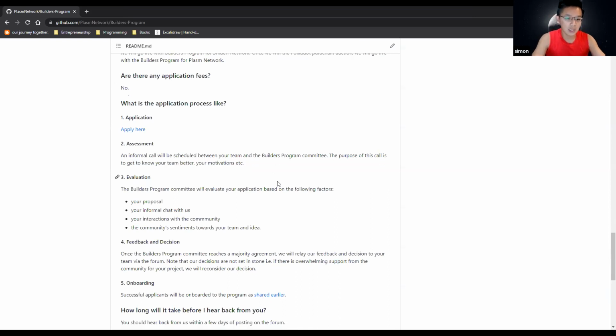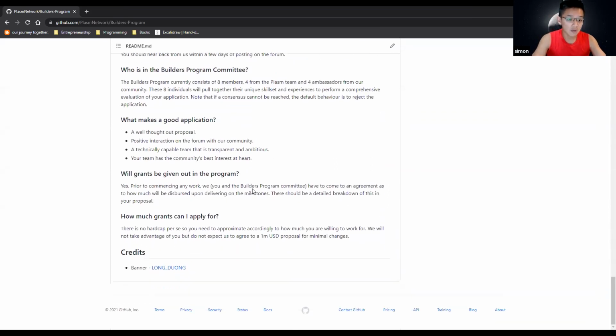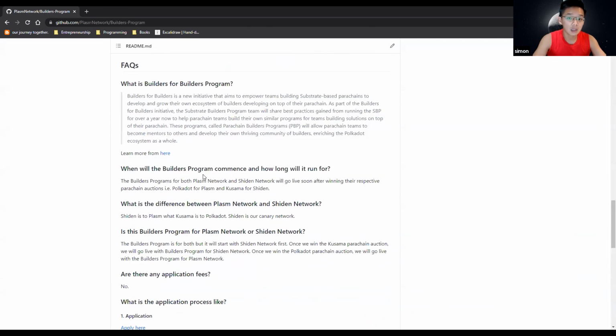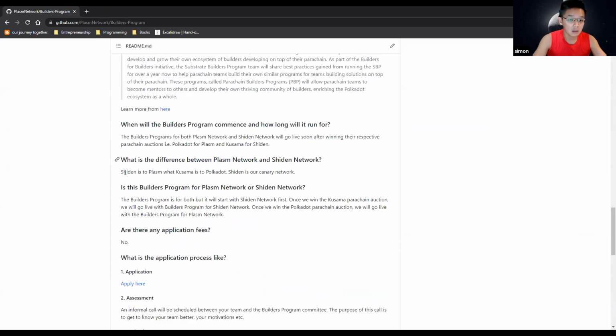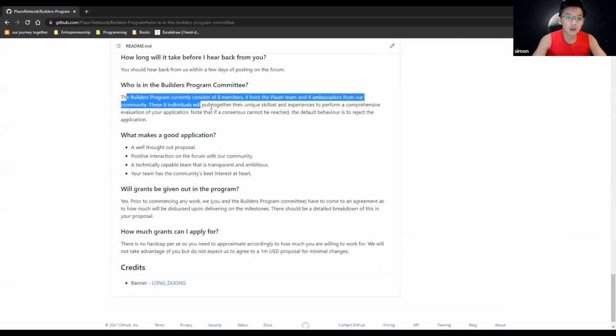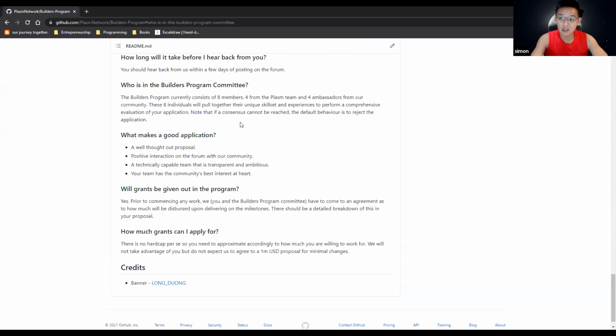So what we are doing is, let me just share with you, Ambassador Builders Committee. Is it here? Builders program, hold on. Here. So who is in the Builders Committee? There are currently 8 members in the committee. 4 of them are from the Pleasant team, so it'll be myself, Martin, Sota, and Shun. And then there'll be 4 ambassadors who are also part of the committee.